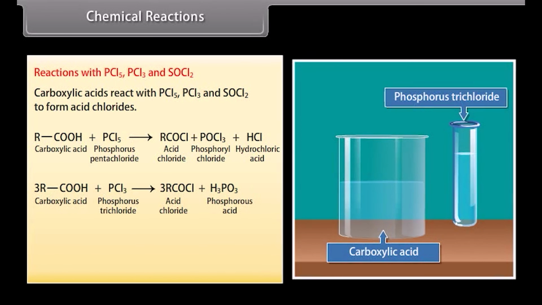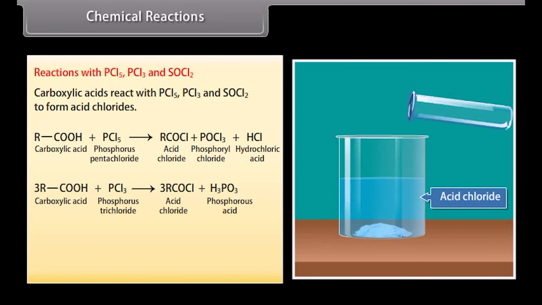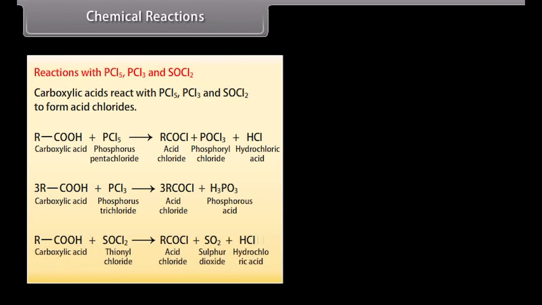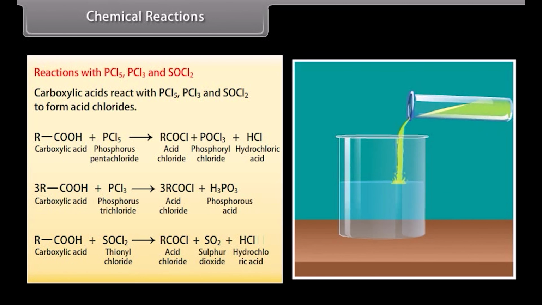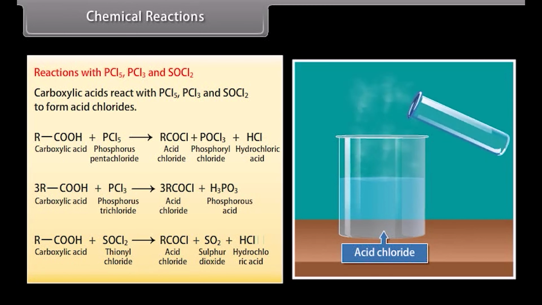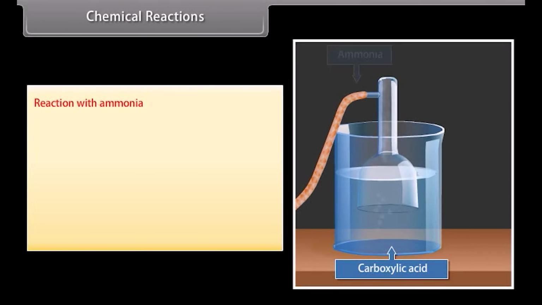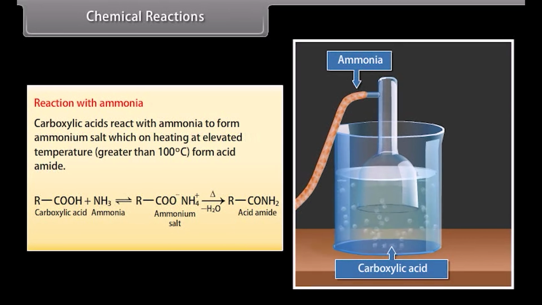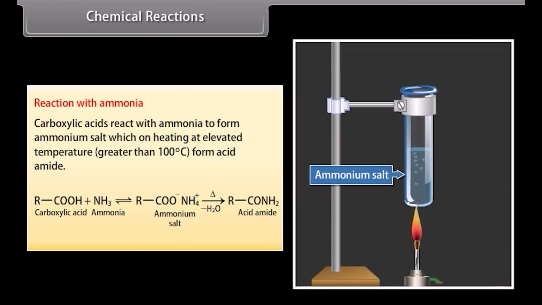Carboxylic acid reacts with phosphorus trichloride to form acid chlorides and phosphorus acid. Carboxylic acid reacts with thionyl chloride to form acid chlorides, sulfur dioxide, and hydrochloric acid. Reaction with ammonia. Carboxylic acids react with ammonia to form ammonium salt on heating at elevated temperature, that is greater than 100 degrees Celsius. Chemical reactions.